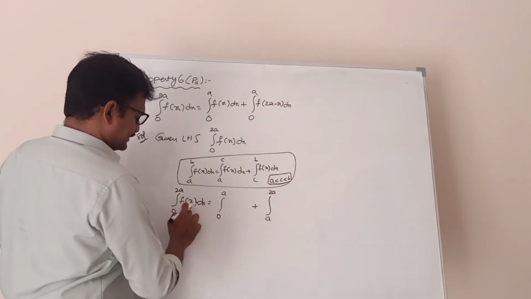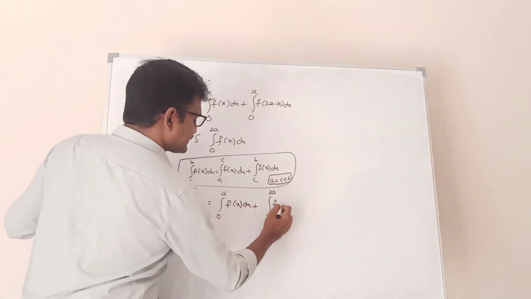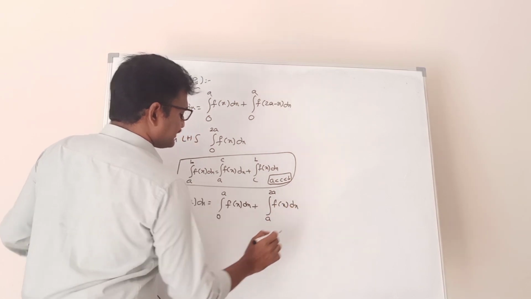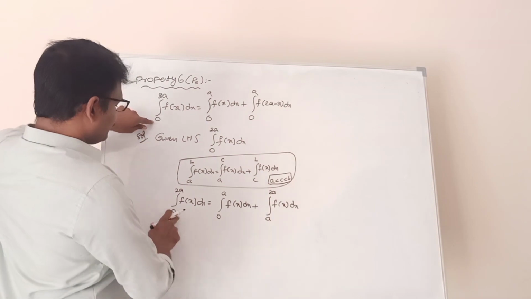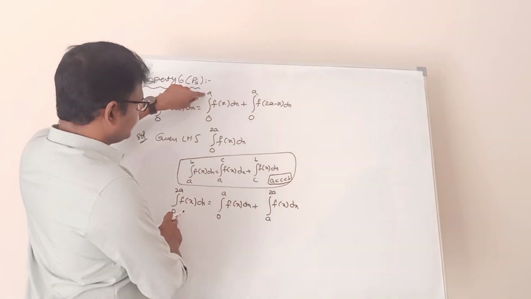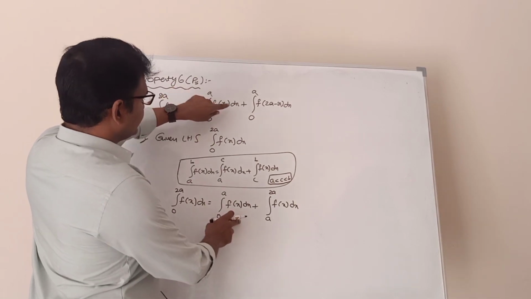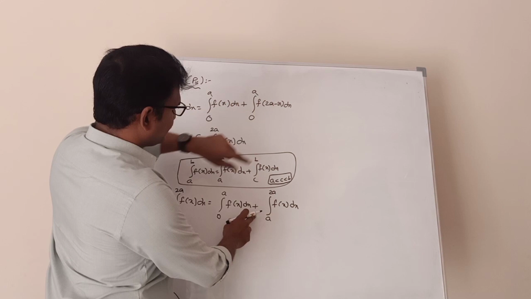Next, f of x dx plus f of x dx. Next, what we have to prove? Integration of 0 to 2a f of x dx equal to integration of 0 to a f of x dx plus 0 to a f of 2a minus x dx.